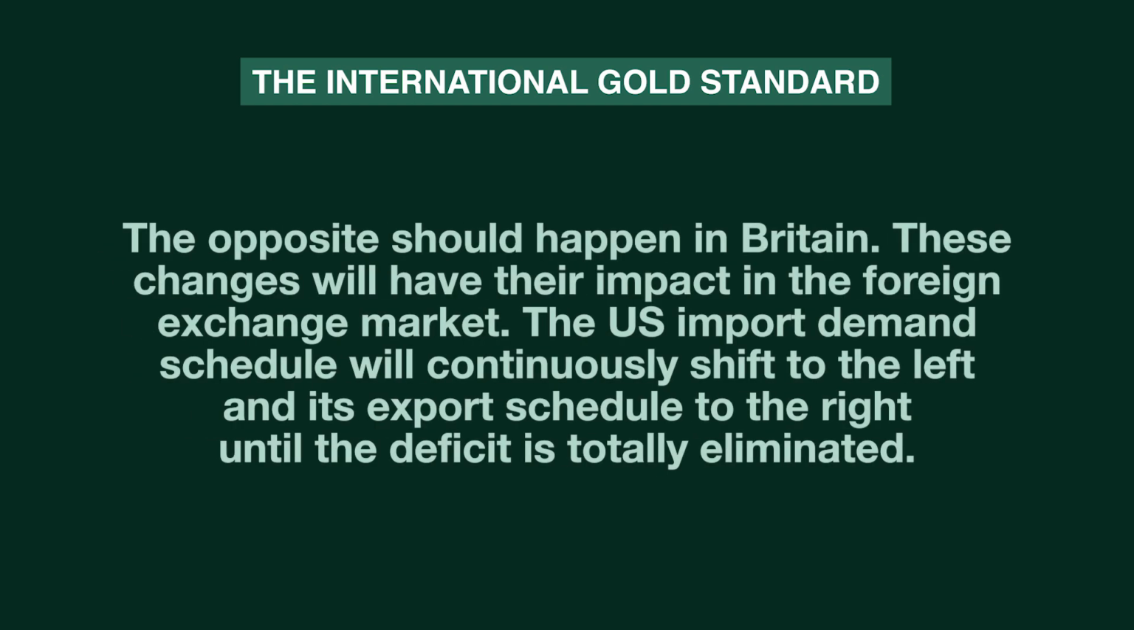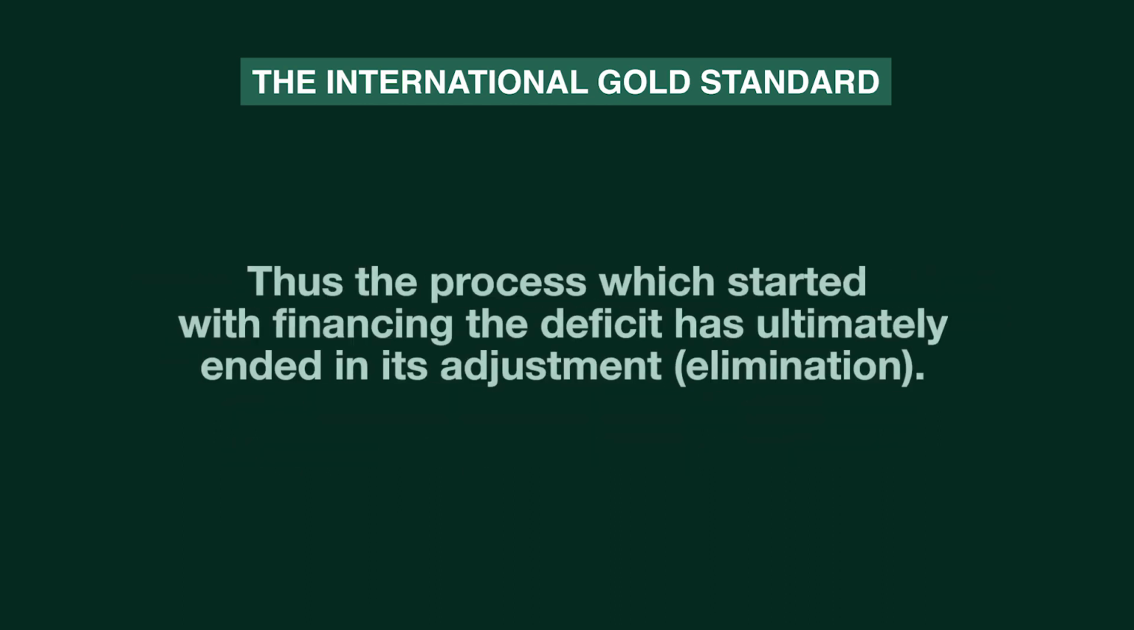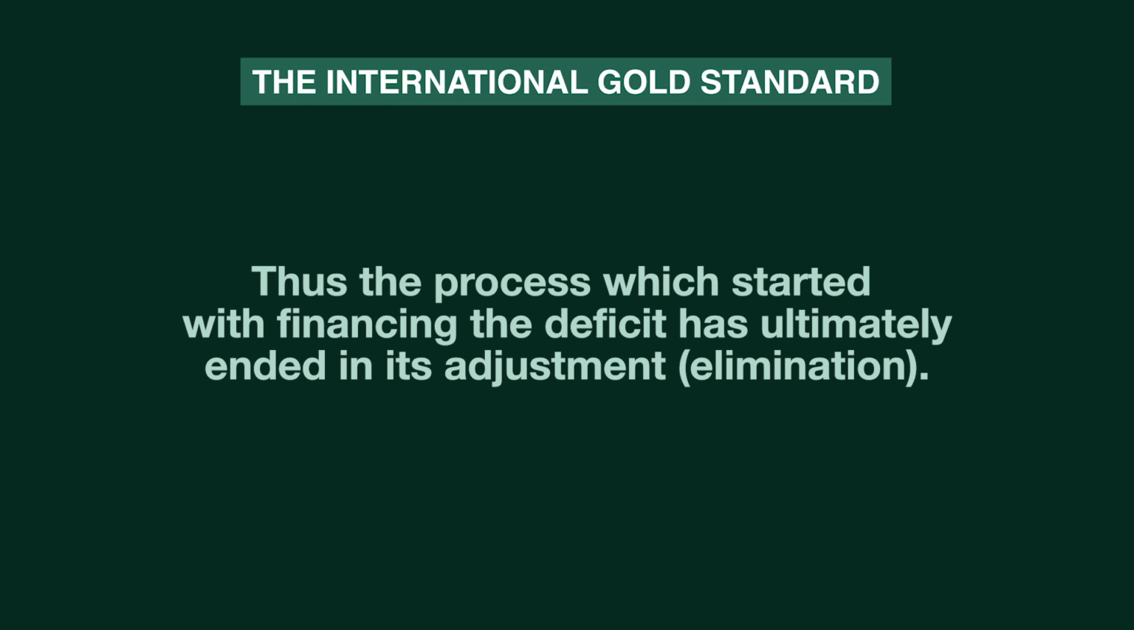These changes will have their impact in the foreign exchange market. The US import demand schedule will continuously shift to the left and its export schedule is going to shift to the right until the deficit is totally eliminated. Thus, the process which started with financing the deficit has ultimately ended in an adjustment or elimination of it. And so, this exchange rate, which is calculated from the relative price of gold, is basically called gold parity.